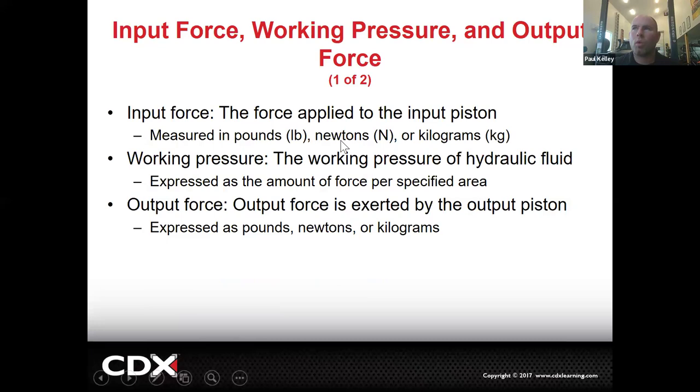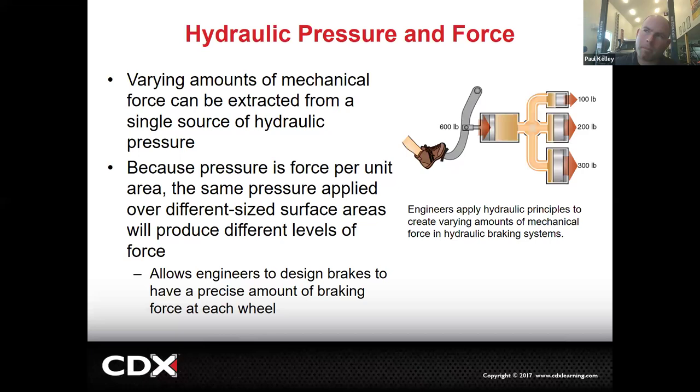And then working pressure is essentially the working pressure of the hydraulic fluid. So if we were to back up, let's just go with, let's call this 600 PSI. It actually may be more because that looks like larger than a 1-inch piston. But let's say that our working pressure is 600 PSI. That means you could put a gauge on it and you'd measure 600 PSI. Make sense?